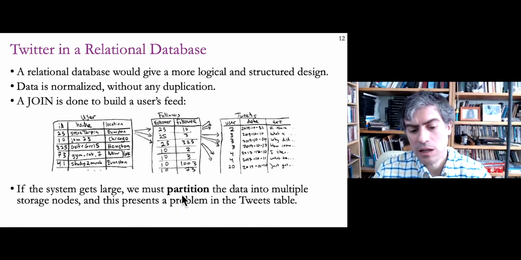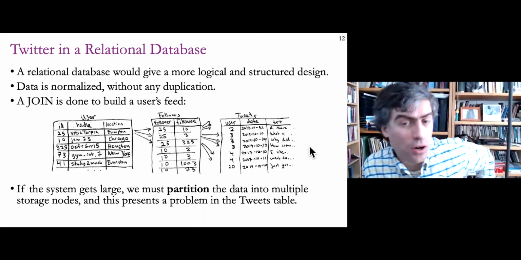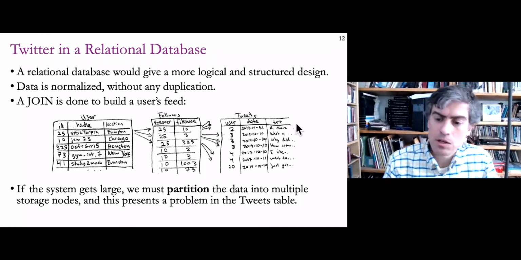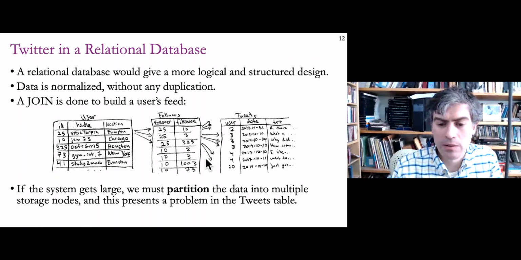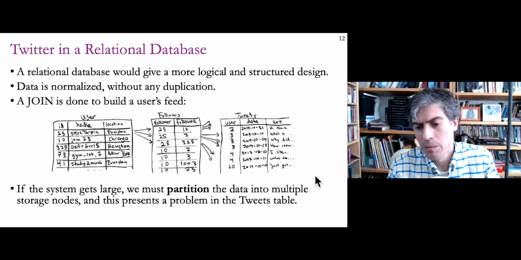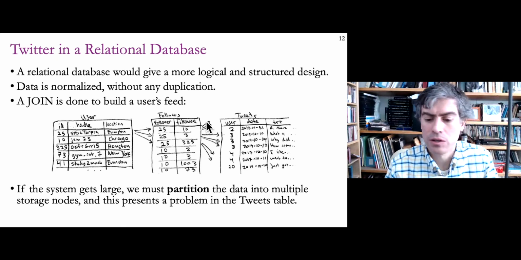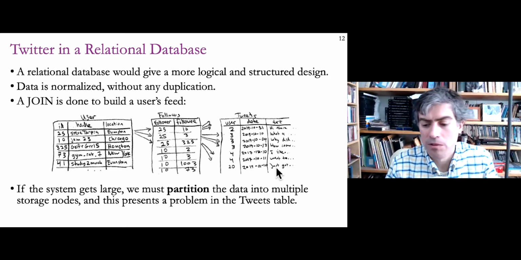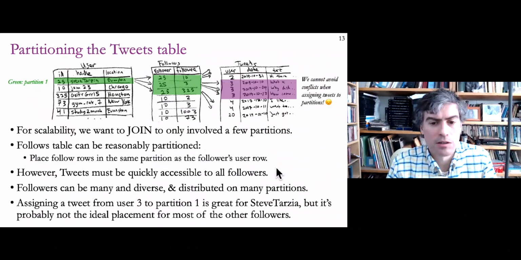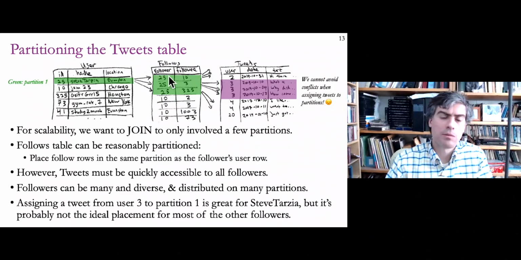The first step to scaling this is to do some sharding, to partition the data, especially the tweets data, because the tweets data is the big data. Partition these tweets into different machines to store the tweets. I mean, follows also might be a big table you need to partition. We're going to see that presents a problem for tweets, though, for this particular design. We don't have an easy way to partition.